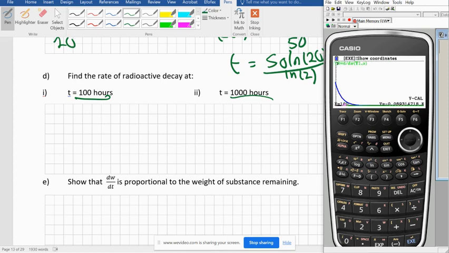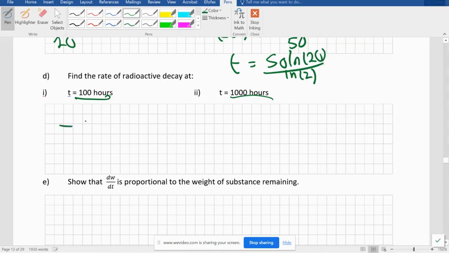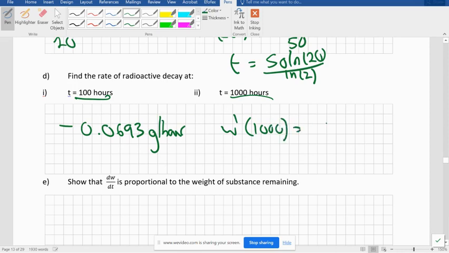Okay, and it gives us our value of negative. So the rate is negative 0.0693. Okay, and it's a rate, so what is it? It's grams per hour. And I'm not going to do the next one. I'll just put the answer down. So W(1000) is tiny. How many zeros? I think it's got 6 zeros. There we go: 1, 2, 3, 4, 5, 6.